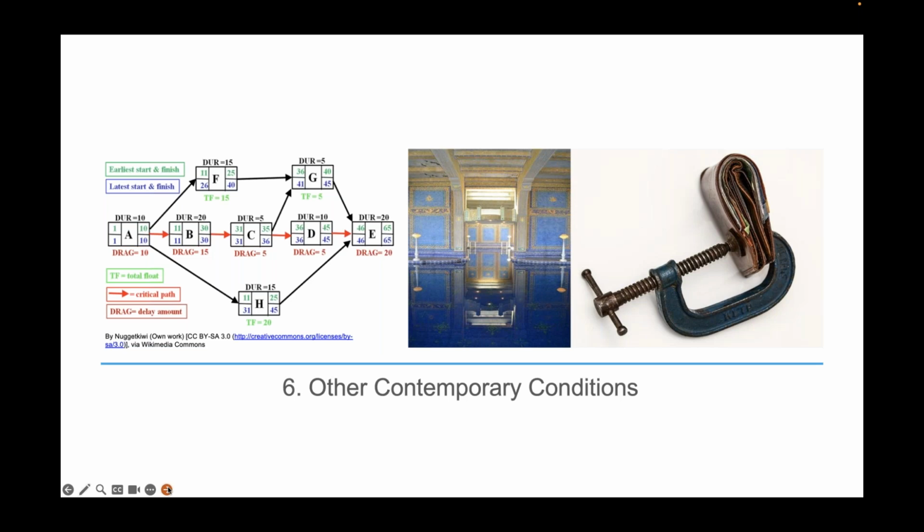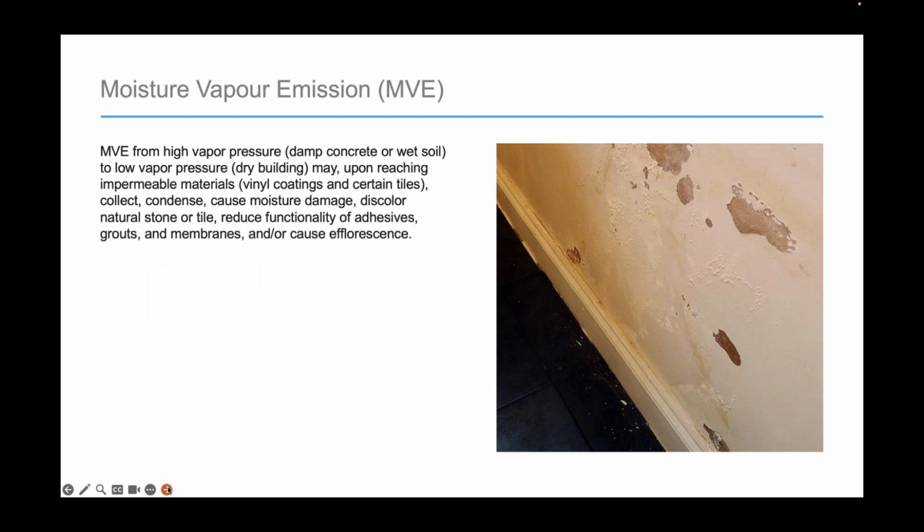All right, we can get into some other contemporary conditions. Moisture vapor emissions, MVE, from high vapor pressure, damp concrete or wet soil, to low vapor pressure, dry building, may, upon reaching impermeable materials, vinyl coatings, and certain tiles, collect, condense, cause moisture damage, discolor natural stone or tile, and reduce functionality of adhesives, grouts, and membranes, and or can cause efflorescence.